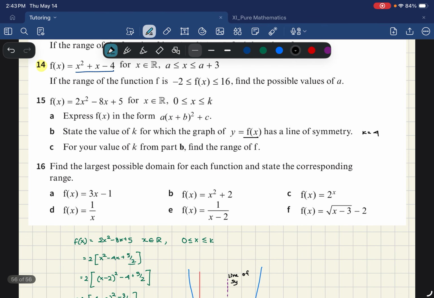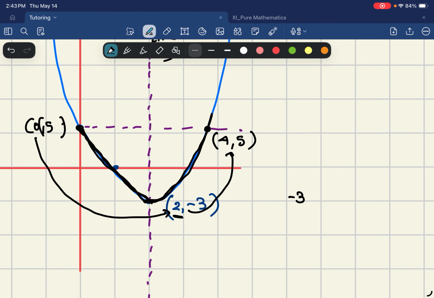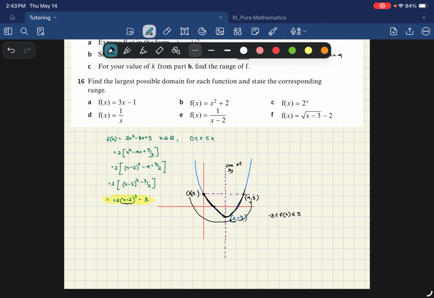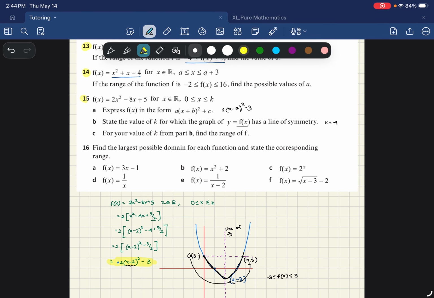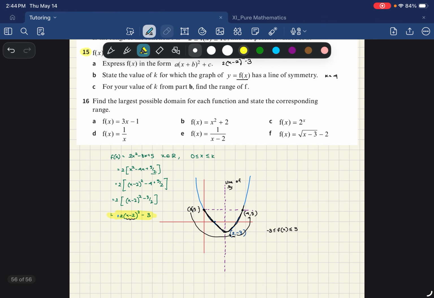All right. For your value of k from part B, find the range of f. So your minimum point was negative 3, and when you went to k, you got up to 5. So from negative 3 to 5 is going to be your range. And yeah, negative 3 up until positive 5, where x is real and k is equal to 4, is your solution. And 2 times x minus 2 squared minus 3 was what our graph looked like. All right. So we are done with question 15.